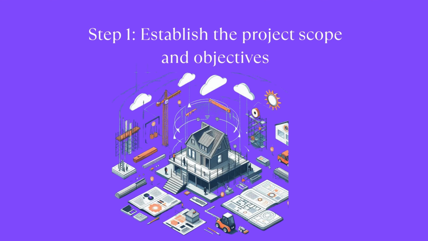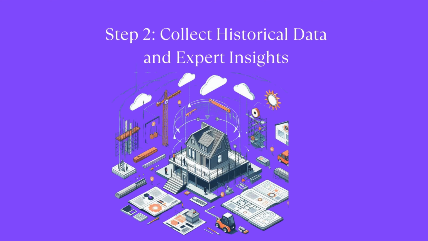Let's build a top-down estimate together in 5 clear steps. Step 1. Establish the project scope and objectives. You don't need 300 tasks yet, just the project's purpose and deliverables. Step 2. Collect historical data and expert insights. Look at past similar projects. What did they cost?